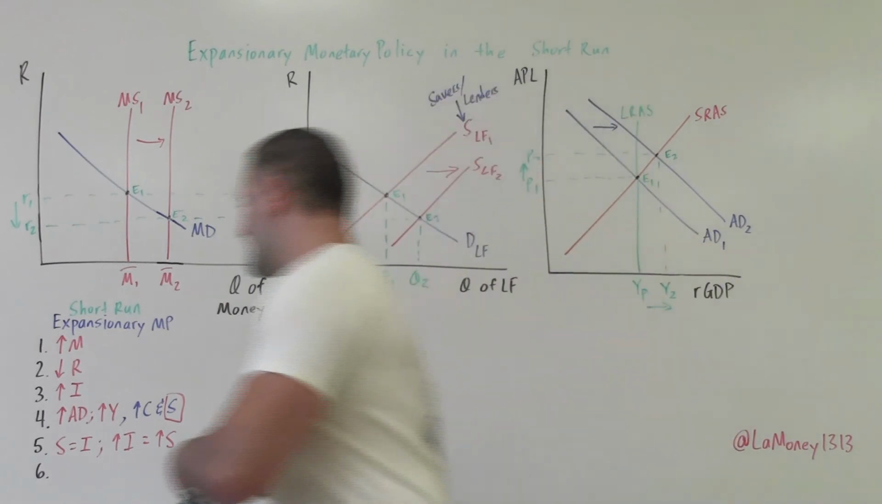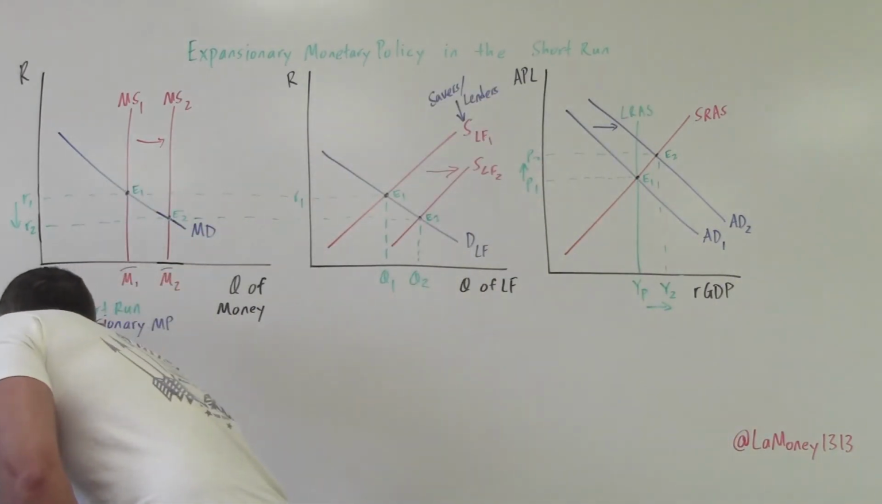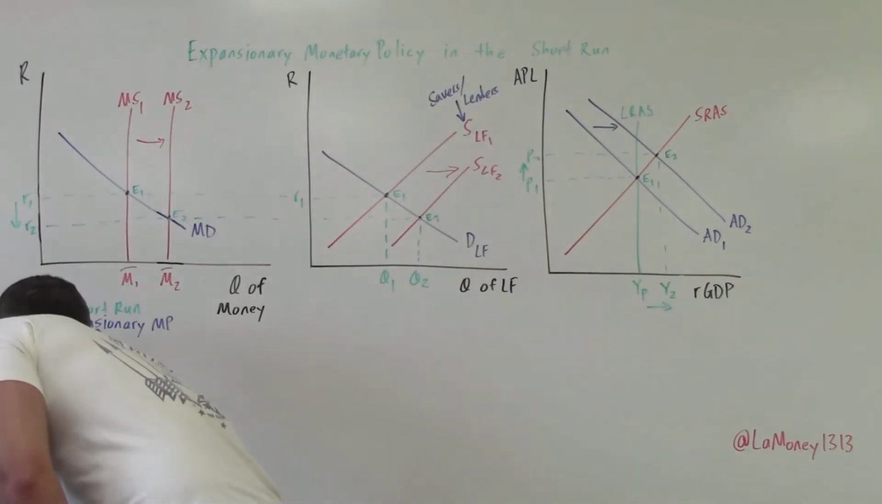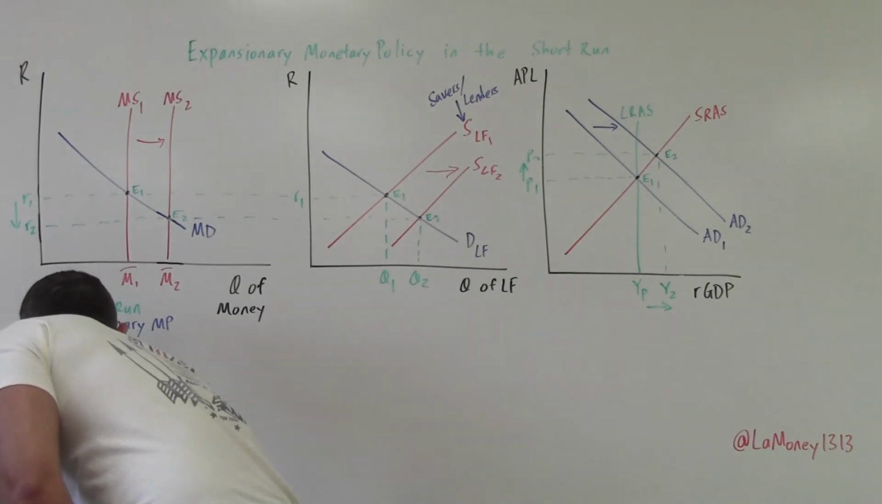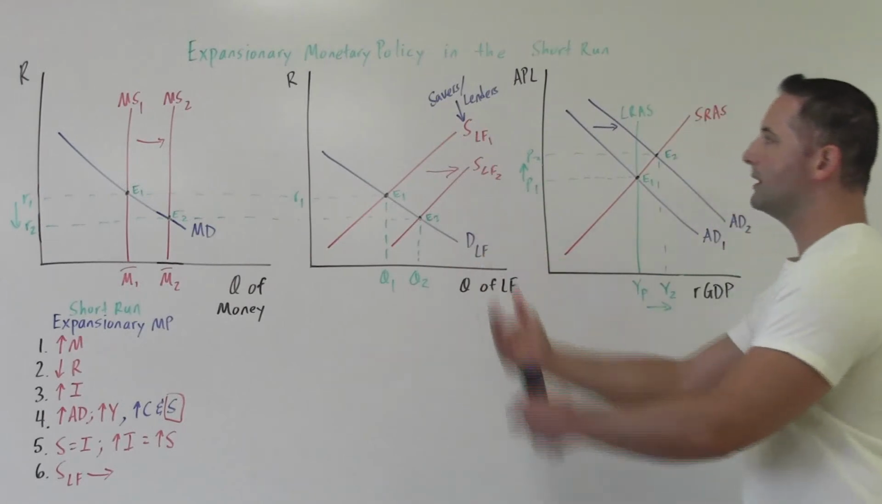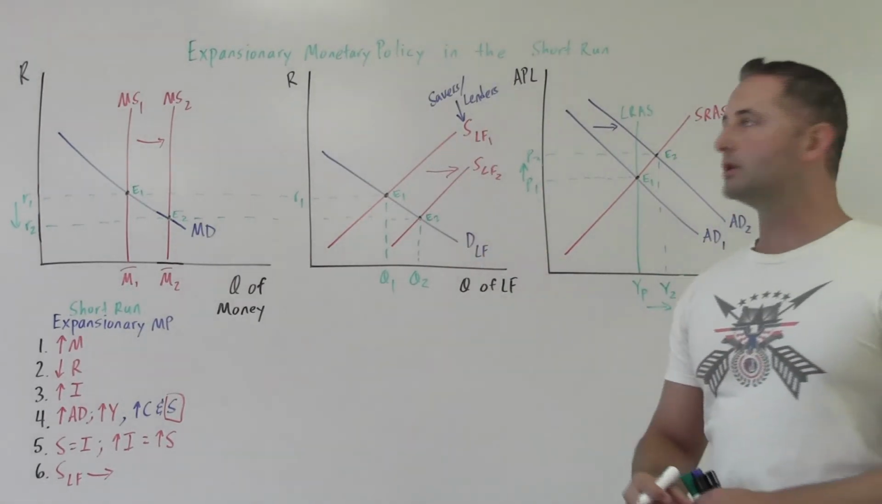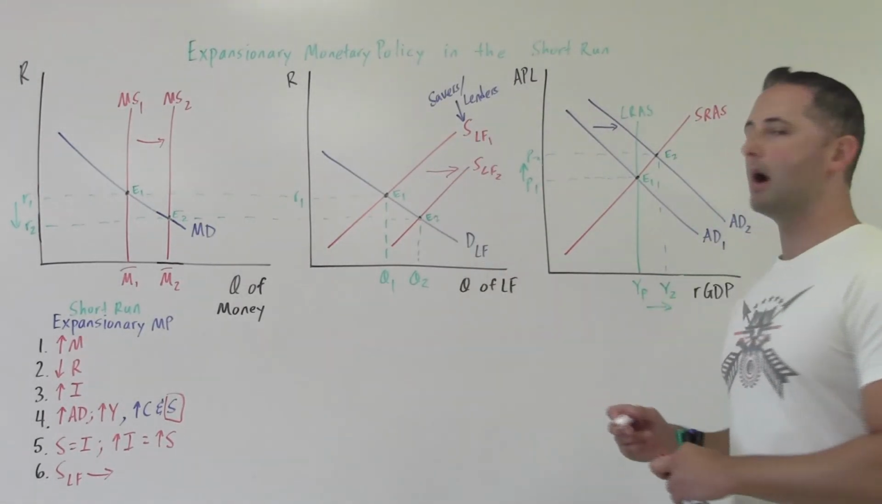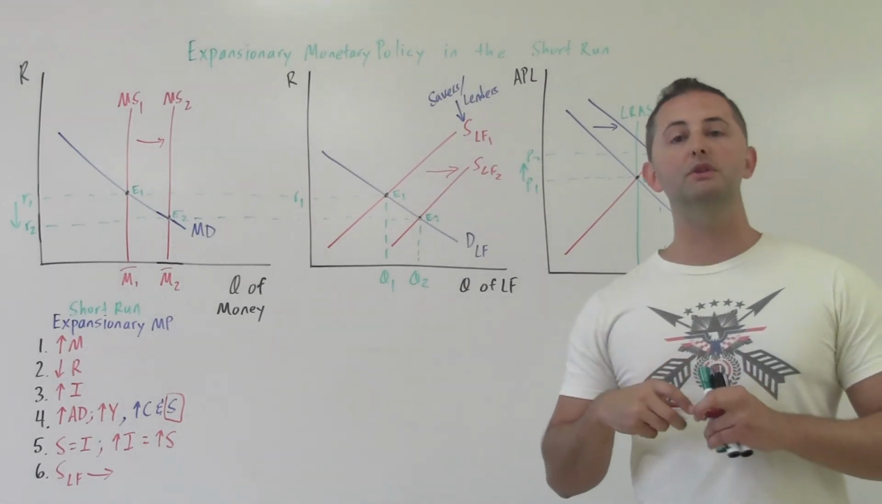Step 6 is just the last one, and it is that we have our supply of loanable funds shifts to the right. And so this is what an expansionary monetary policy in the short run looks like on all three of our models that we have gotten to so far.